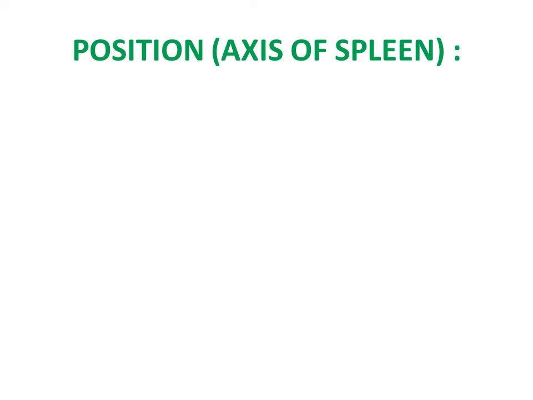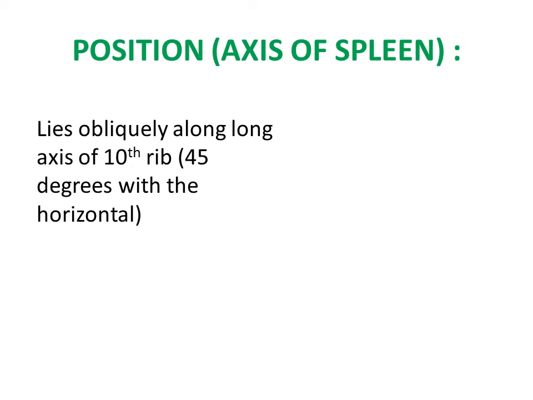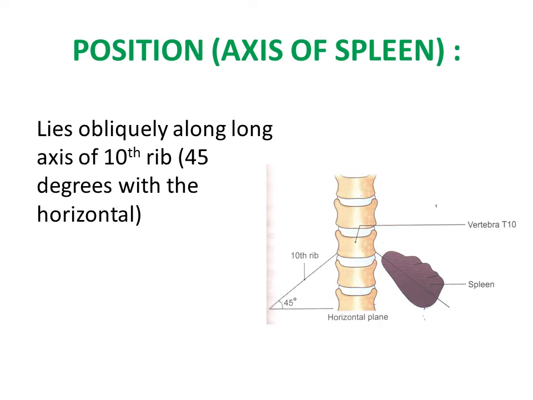Now the position or axis of spleen. The spleen lies obliquely along the long axis of 10th rib. Thus, it is directed downward, forward and laterally, making an angle of 45 degrees with the horizontal plane, right? This is about the axis of spleen.